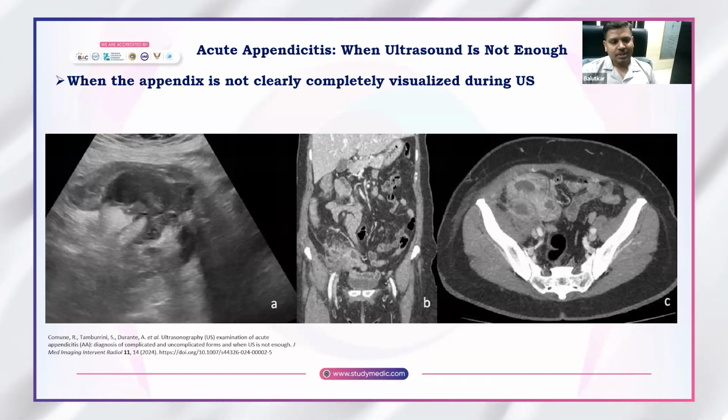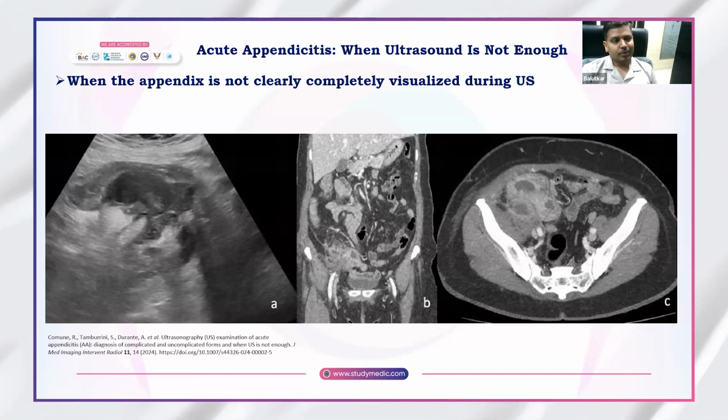And on CT, we can see the appendix is inflamed over here. We can see the inflamed appendix, and there is pus collection along the periappendiceal planes. So further imaging is definitely required if you are in doubt. If you are seeing the appendix and it is inflamed, the diagnosis is clear-cut. You are seeing the appendix and there is some pus collection and other complications there, then there is a complicated appendicitis. But if you are seeing only inflammatory changes in right iliac fossa region and we are not able to visualize the appendix, then we have to go for cross-sectional imaging.